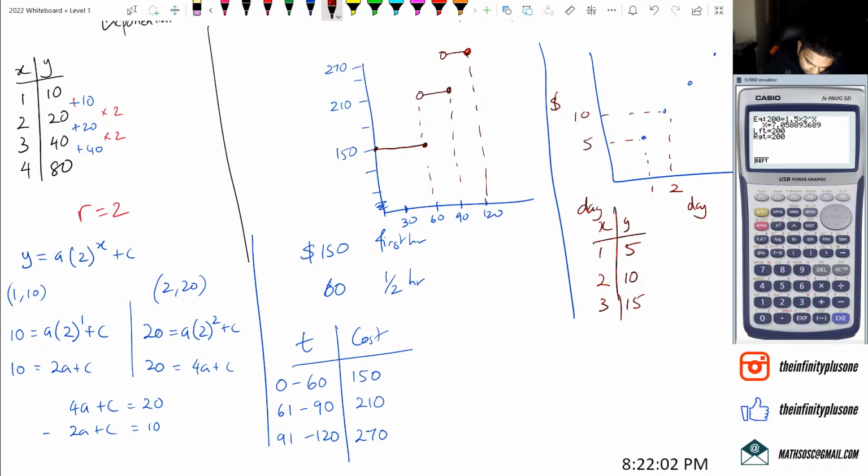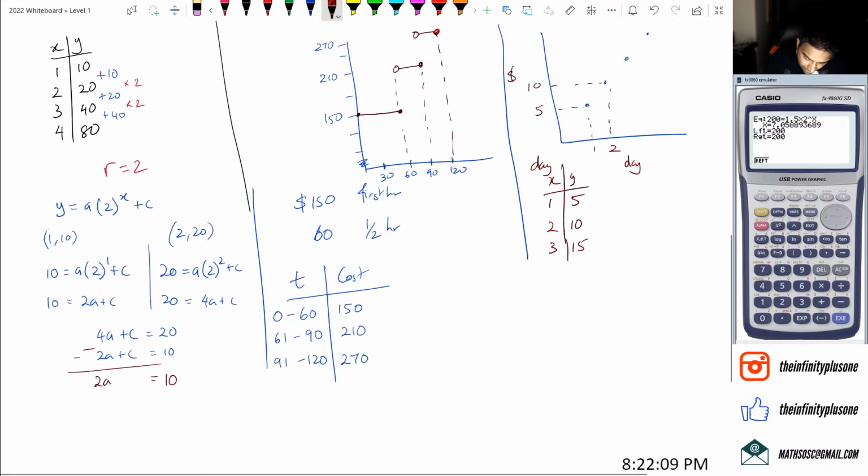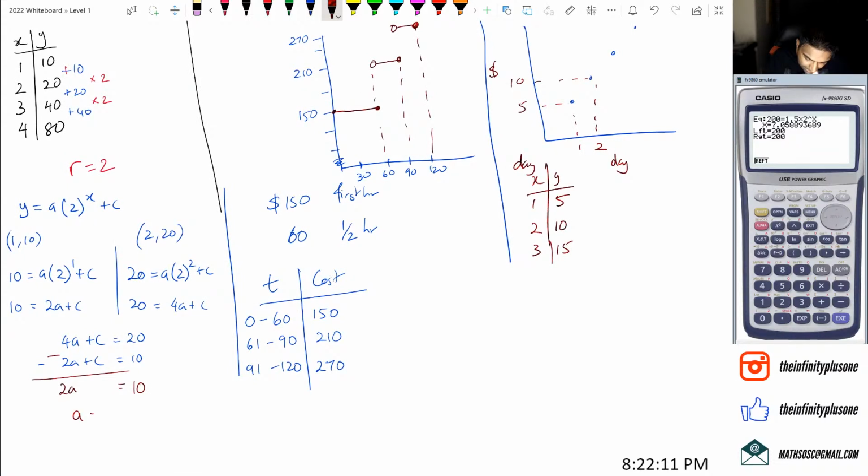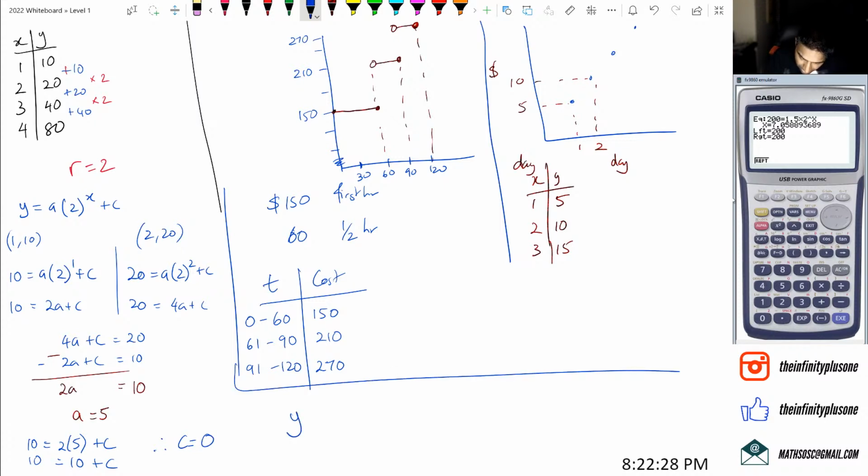So when I subtract 4a minus 2a, I get 2a. c minus c is 0. 20 take away 10 is 10, which means I get a is equal to 5. Now, if a is equal to 5, I go back and put it in one of the equations, and I've got 10 equals 10 plus c, so therefore c is equal to 0, which means my equation is y equals 5 times 2 to the power of x plus 0.